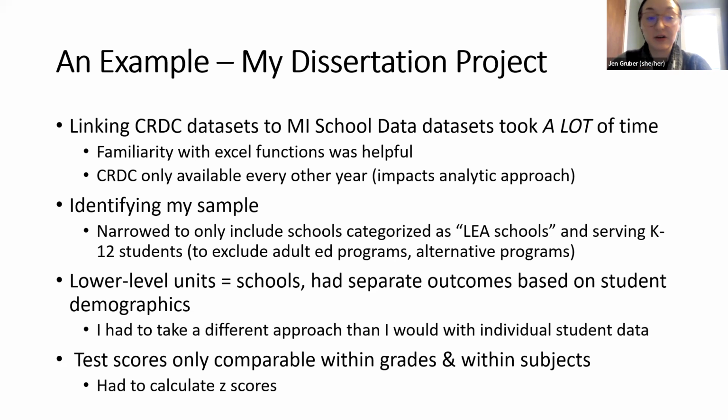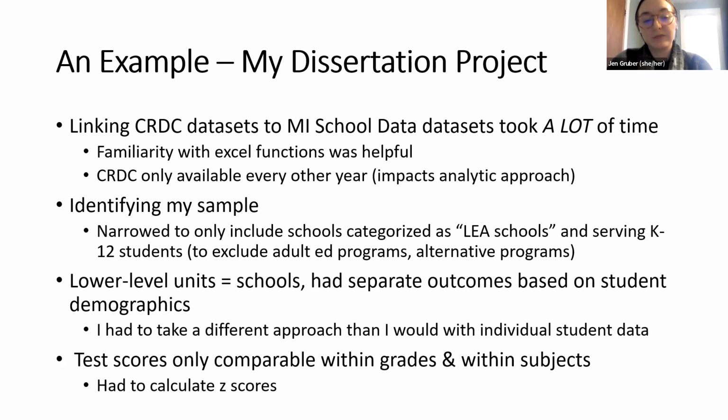The other consideration was identifying my sample. Specifically with My School Data, am I including every school, or am I perhaps excluding adult education programs and alternative programs? I need to see how those are identified in the data to determine how I can exclude them, and make sure I have a justification and write up that part of identifying my sample.